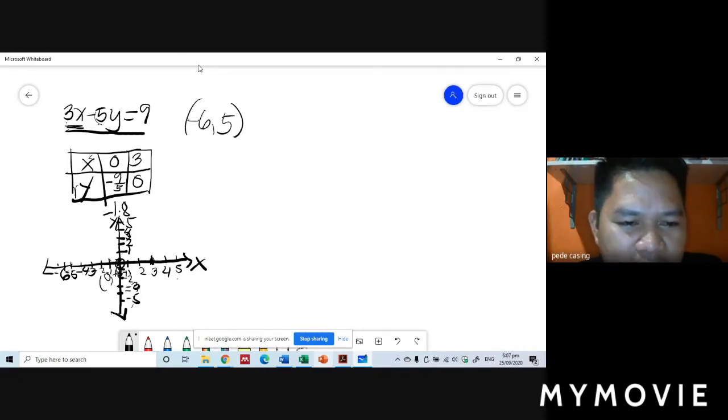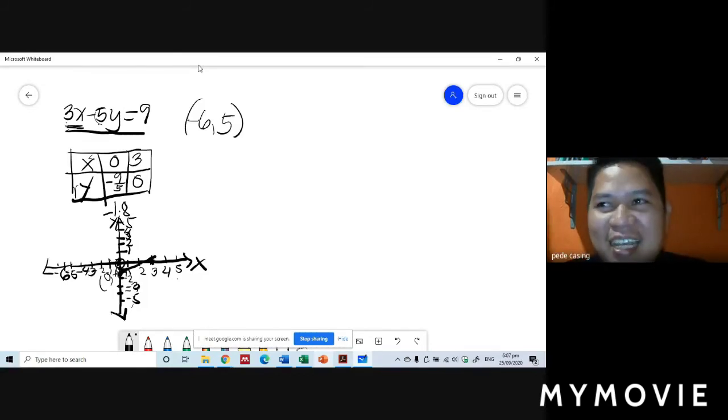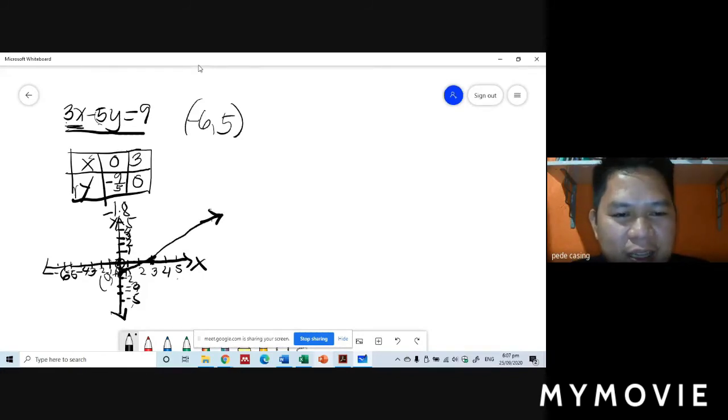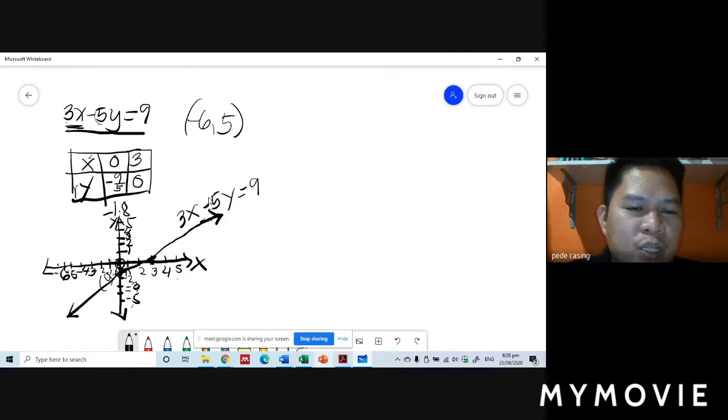I-connect dayon nimo na ang ani diri nga point, i-connect nimo didto, assuming na nga straight na yung line, kay di magay nato ma-accurate yun. Okay? Then you put arrow, meaning infinite. Okay. Kani nga line gani atong gidraw, kani siya nga line gitawag nga 3x minus 5y equals 9. Kani siya nga equation. So mao ni atong gidraw nga equation.